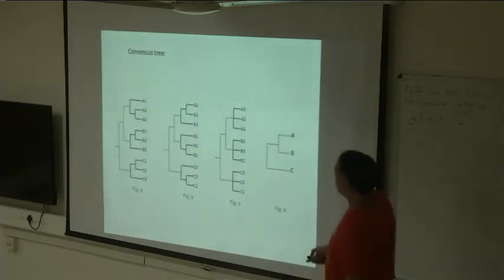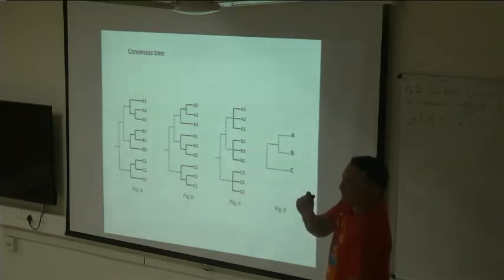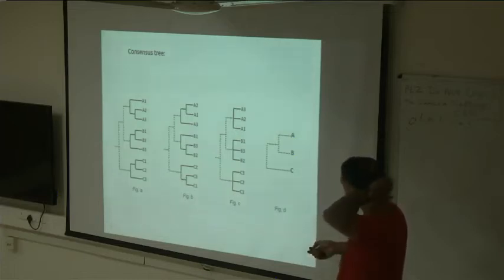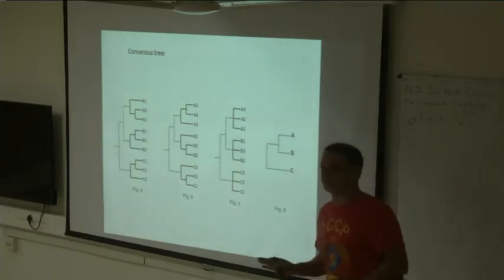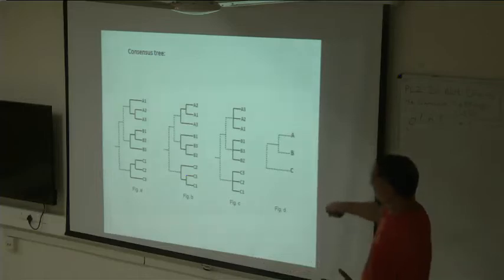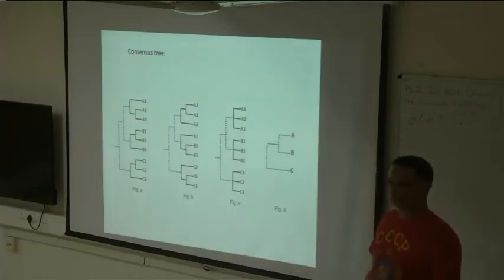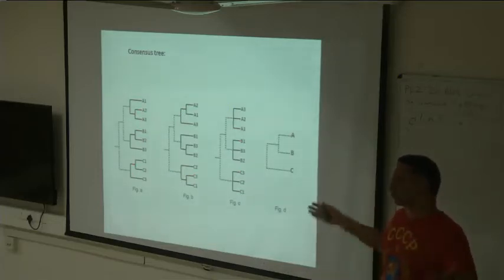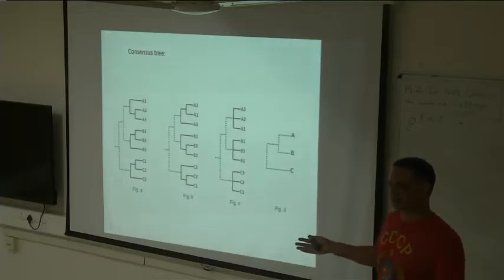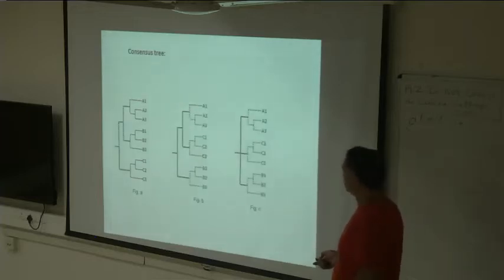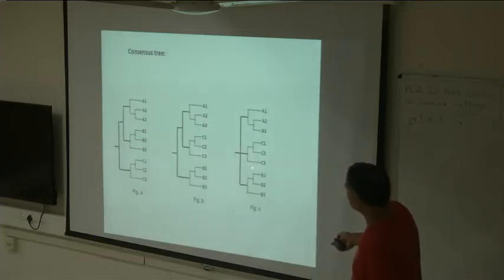Okay, so consensus tree. So here are 3 different phylogenies that have been built using 3 different genes. Okay, and if you look at these 3 phylogenies, the higher level relationships are the same. The difference is here. The higher level relationships are fine, right? So if you are interested in the higher level relationships, you should not bother, you can combine it, right?